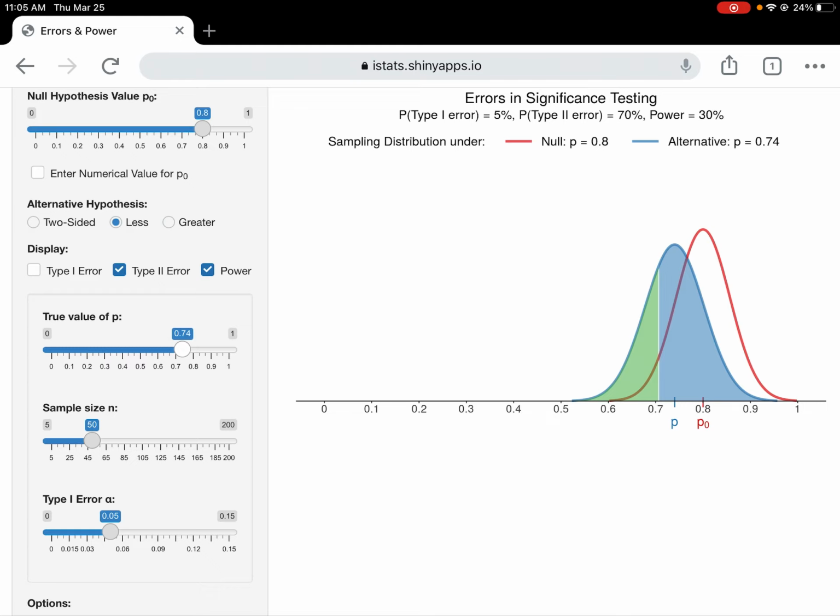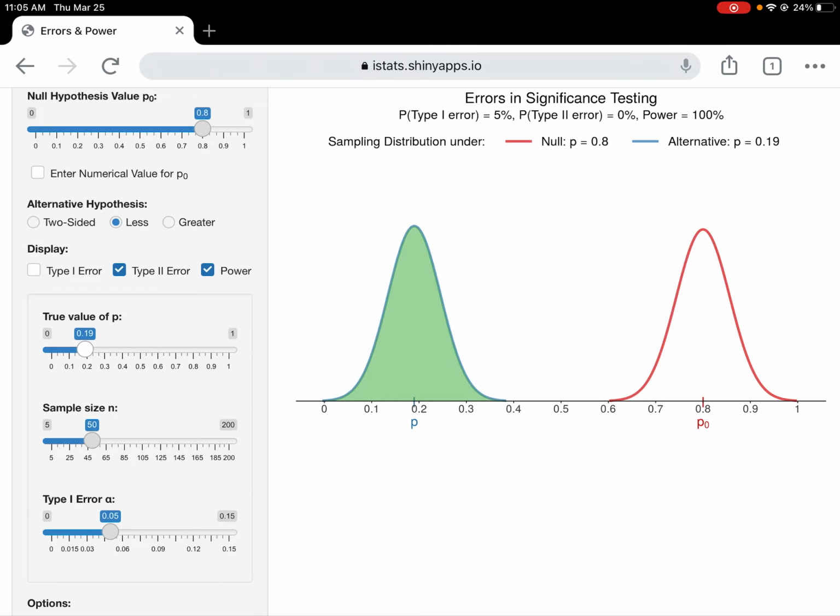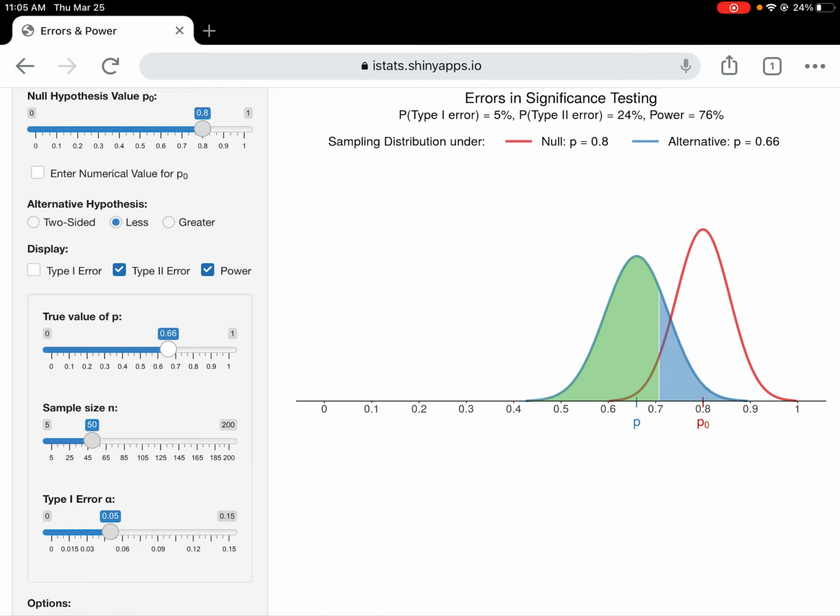So in order for us to increase the power, we have to limit the overlapping, because when the null and the alternative overlap, that means the type 2 error increases. So we don't want overlapping, we want it further. We want the sample proportion further from the null, so that our power increases. Okay, back to 0.66. There you go.